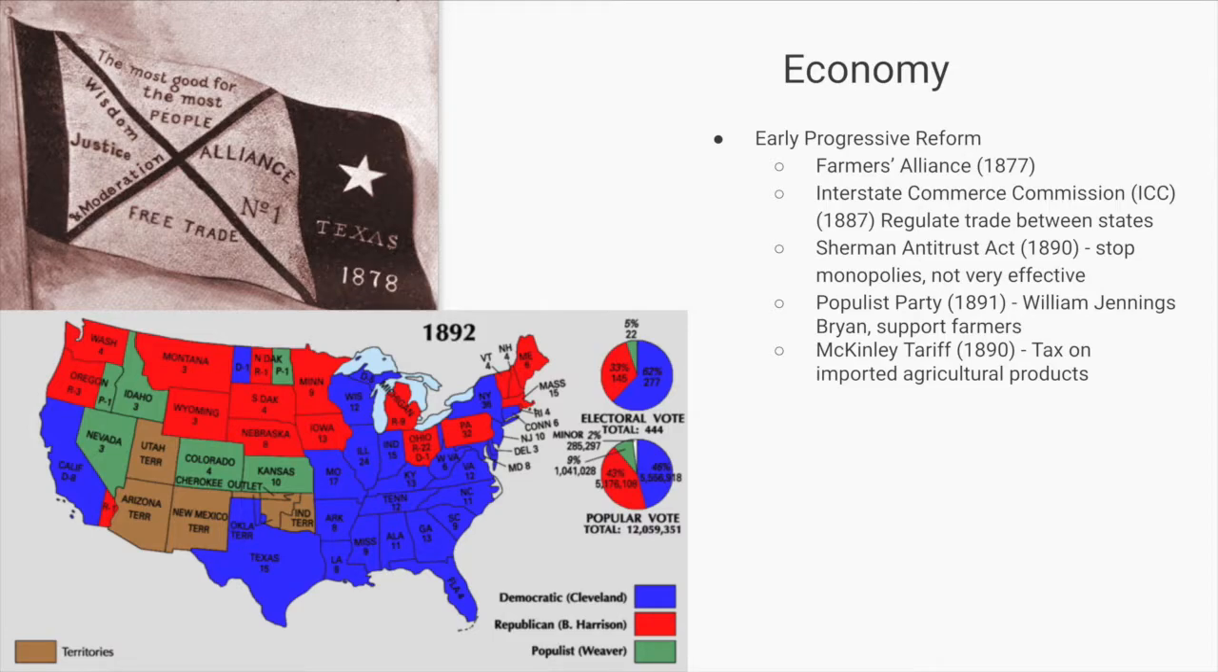You should also know about the McKinley Tariff, which is a tax on imported agricultural goods. Now, obviously, if they're taxing wheat and stuff coming in from Europe over to America, more Americans are going to buy American-grown food, okay? So all these laws are helping, or organizations are helping the farmers, and it's kind of an early inkling of that progressive movement in our economy.